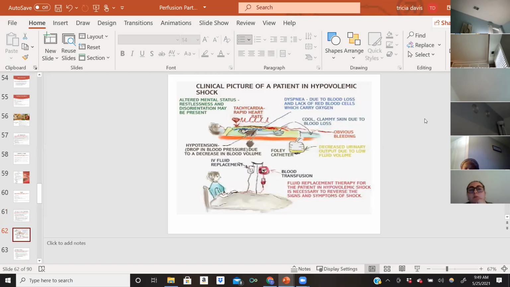So this is just a clinical picture of what you would see with a patient who has hypovolemic shock. You're going to see that altered mental status. They're going to be restless. They're going to be anxious. They might even be disoriented as it starts to progress because you don't have that good circulating volume, so you don't have a lot of oxygen getting to the brain.